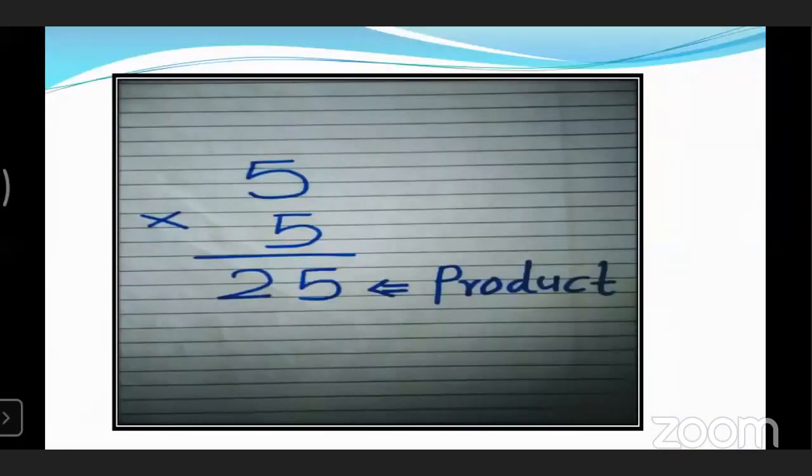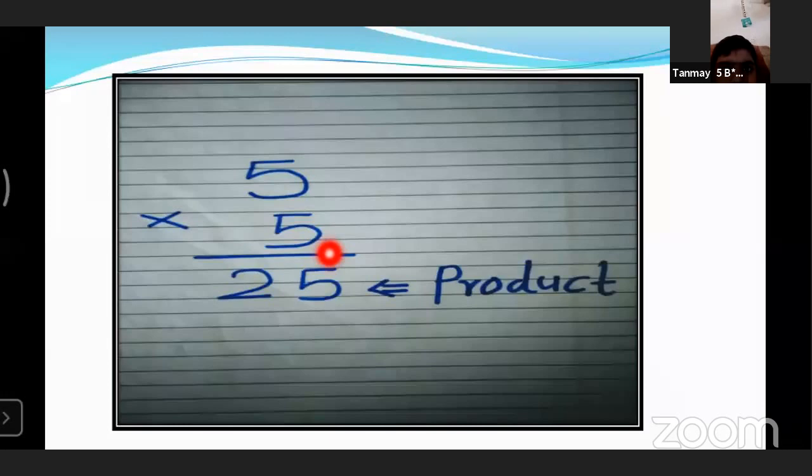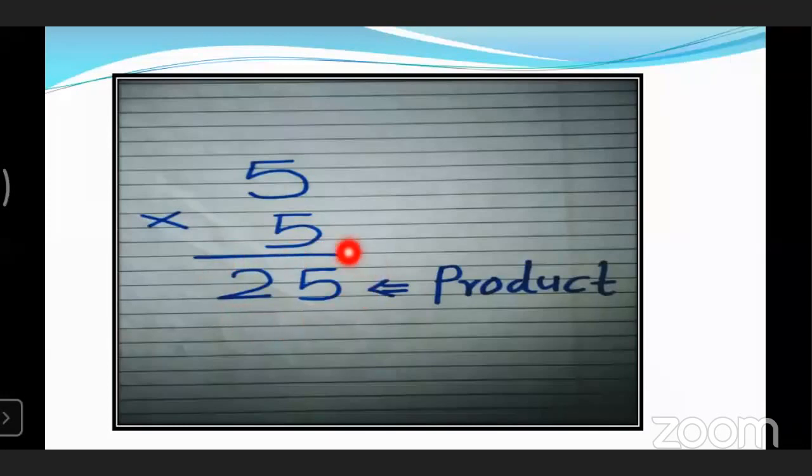Now see here, for example, can you see on your screen which number it is? Can you read this number? Yes, very good. 5. And this is the sign of multiplication. 5 multiplied by 5. Very good. So the answer is 25. So this 25 is called a product. The answer of this multiplication is called product. Do you understand what is product?